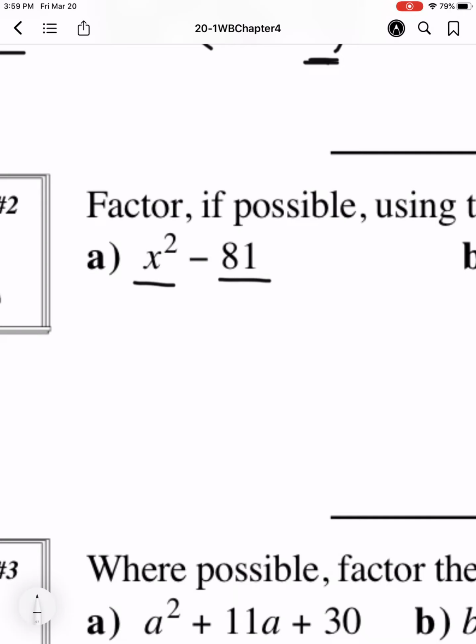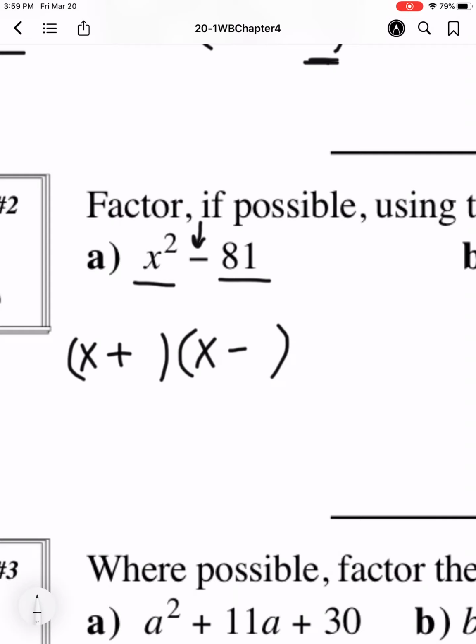And the answer is yes. And is it a difference? And the answer is yes. If you get 3 yeses, that means you can set 2 sets of brackets. Put a positive sign in one, put a negative sign in the other. The order does not matter. And you get an x.